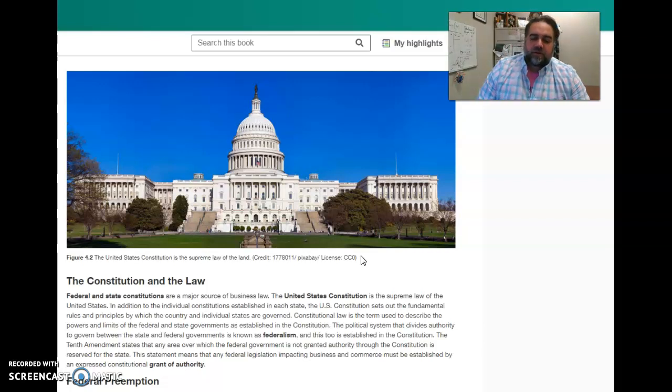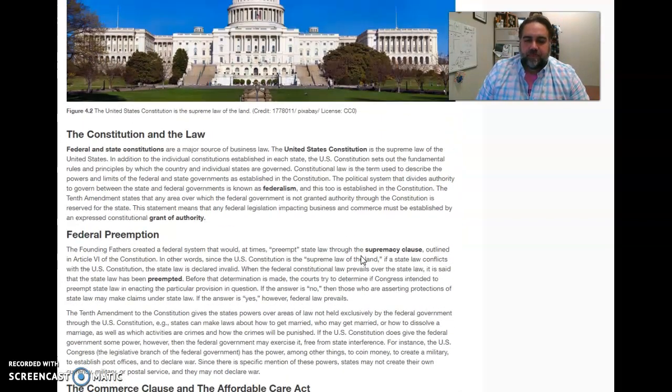So, the Constitution and the law: the federal and state constitutions are major sources of business law. The United States Constitution is the supreme law of the land of the United States. In addition to individual constitutions established by each state, the U.S. Constitution sets out the fundamental rules and principles by which the country and individual states are governed. The political system that divides authority between the state and the federal government is known as federalism.